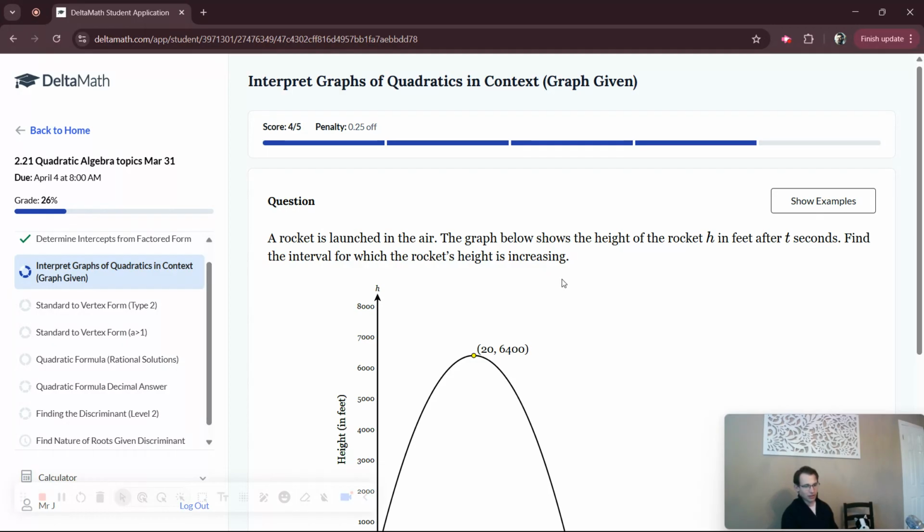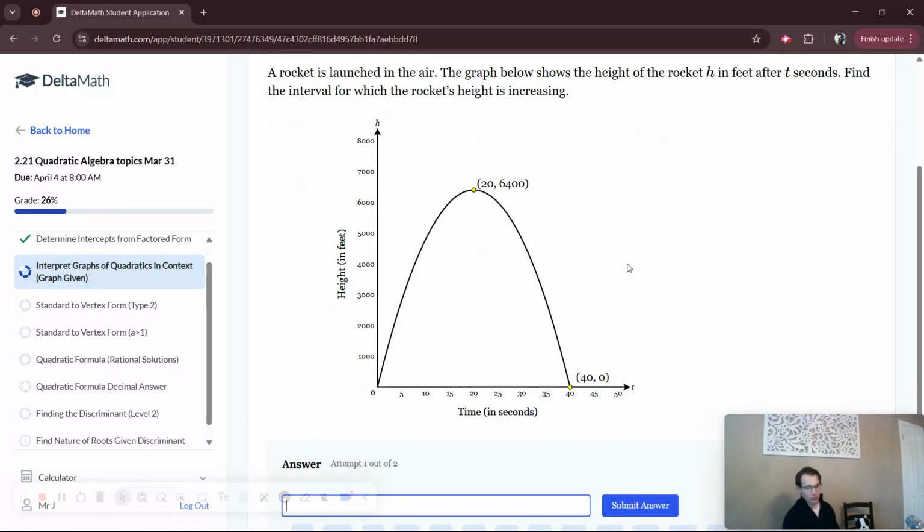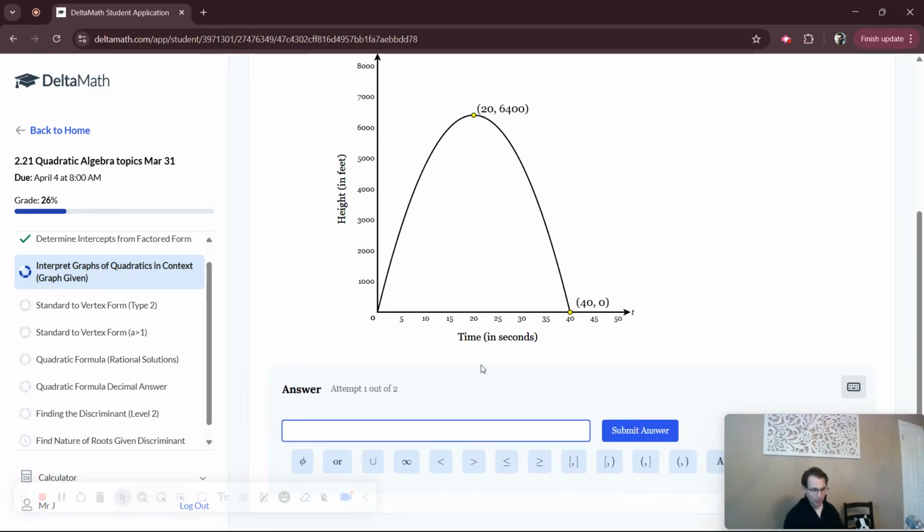The rocket is launched in the air. Great. My favorite type of question. After t seconds, find the interval for which the rocket's height is increasing. I love this question. When is the rocket rising? It's rising for some amount of time. There's a time where it stops rising and it starts coming down again. We just want this time. So it's from 0 less than or equal to t up to 20 seconds.